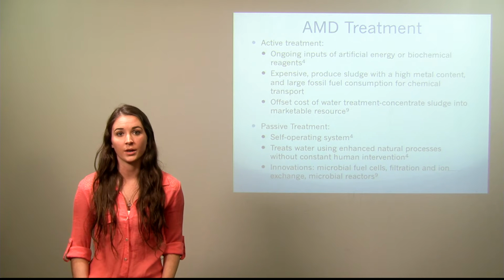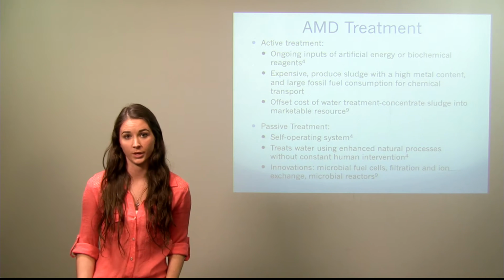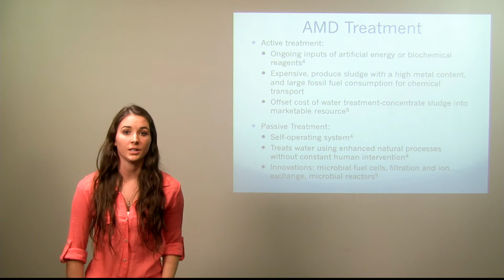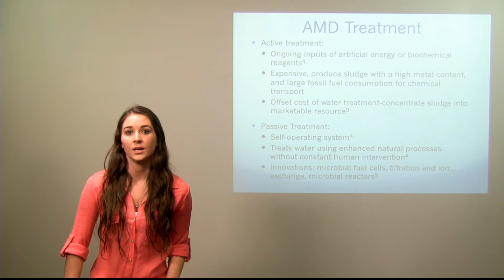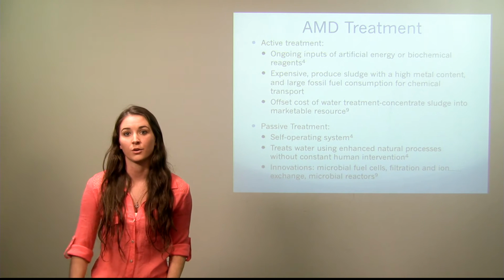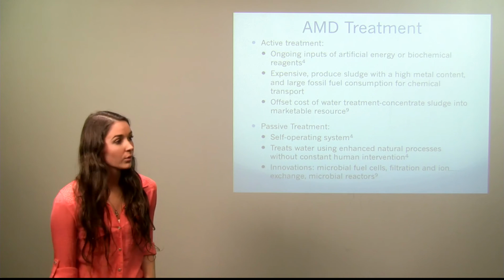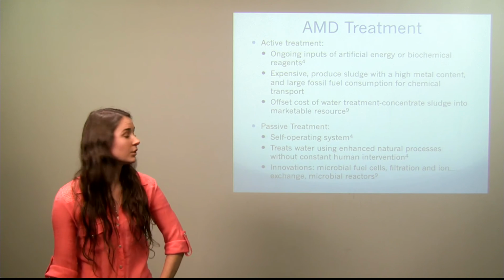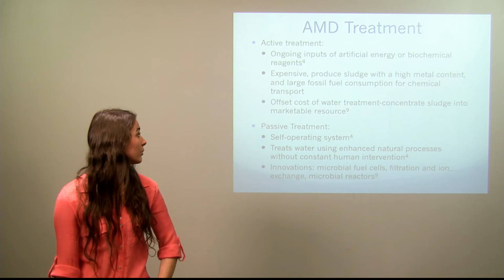Active treatment requires ongoing inputs of artificial energy or biochemical reagents. This can be expensive, it can produce sludge with a high metal content, and it also consumes large amounts of fossil fuels from chemical transportation. One way to offset the cost for this water treatment is to concentrate the sludge into a marketable resource.